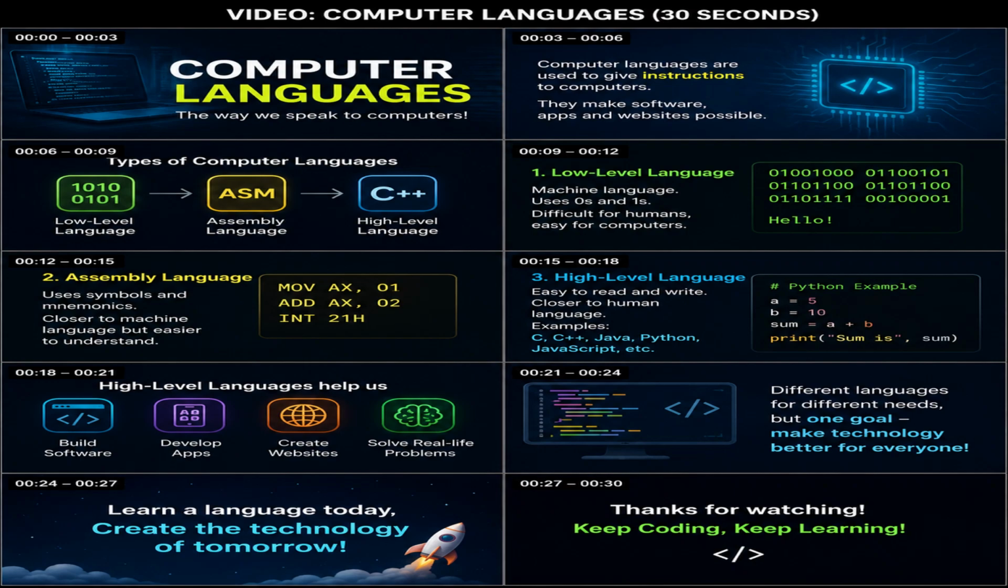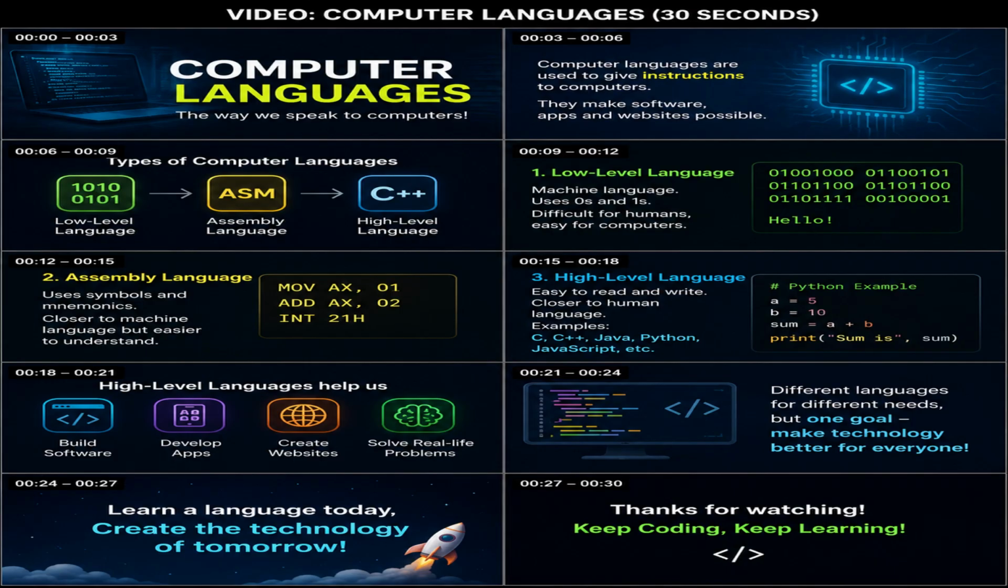In this example, a is equal to 5, b is equal to 10, sum is equal to a plus b, then print sum. This is some coding in the Python language. These are all English-like statements. High-level languages help us build software, develop apps, create websites and solve real-life problems.